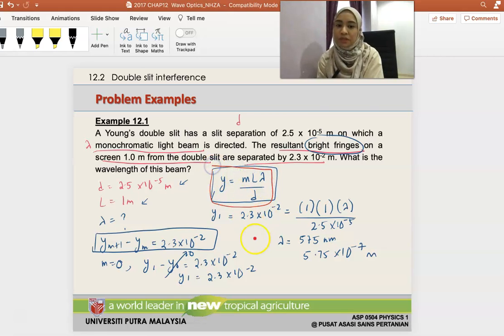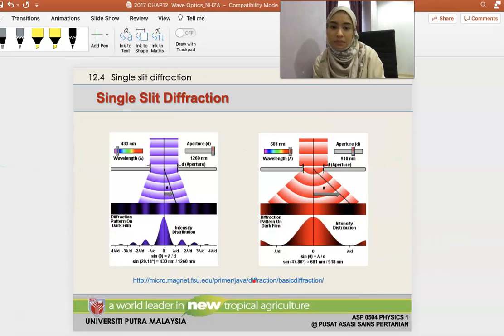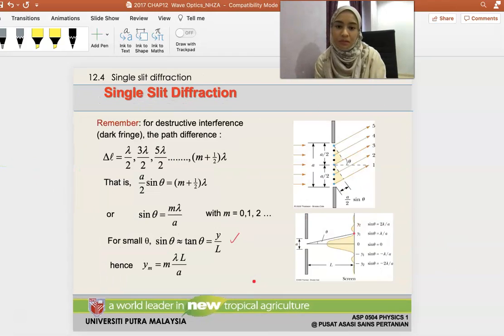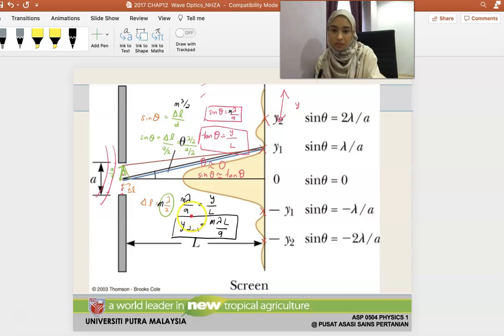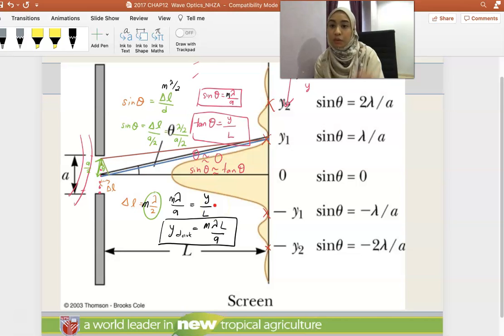m L lambda over D. Looks familiar, right? This is for bright fringe, for Young's double slit. For the single slit, this describes the dark fringe. And it is m lambda L over A. The difference now is your D is replaced with the A, and this equation describes a dark fringe.